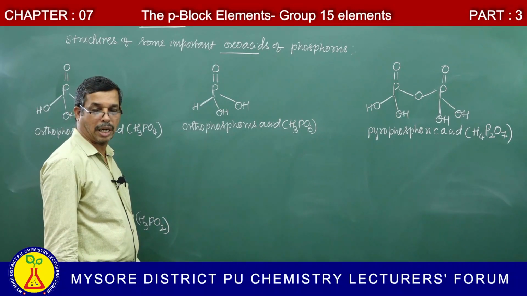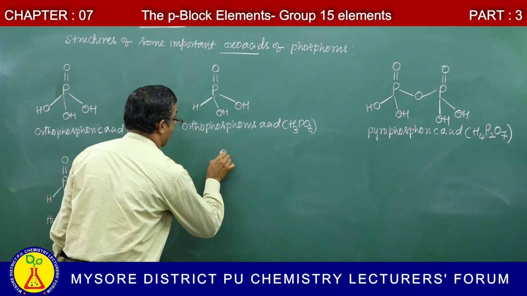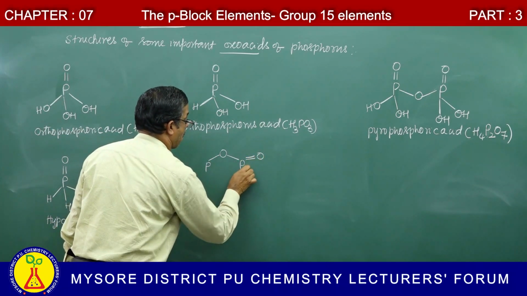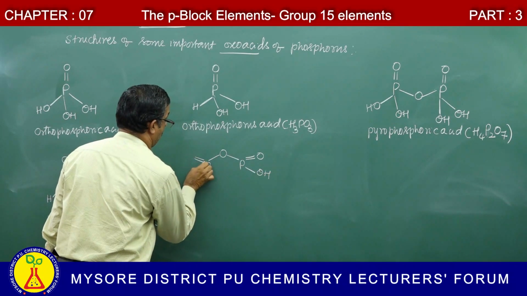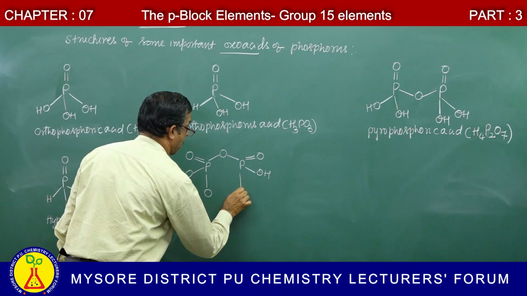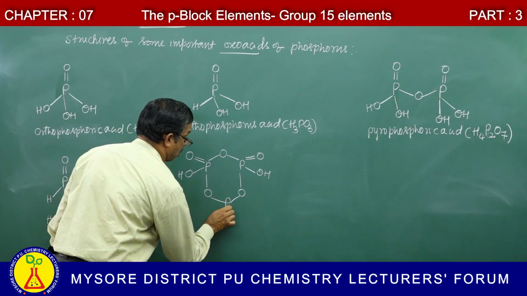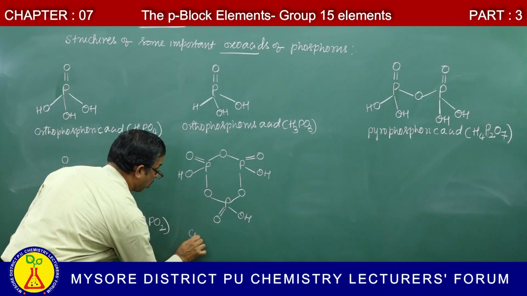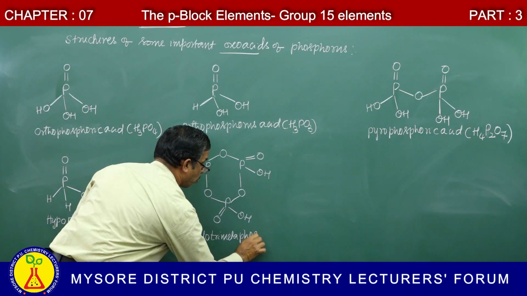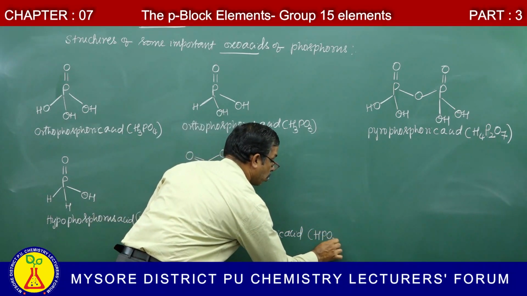Next, cyclotrimetaphosphoric acid. This is cyclotrimetaphosphoric acid. Its formula is (HPO3)3.